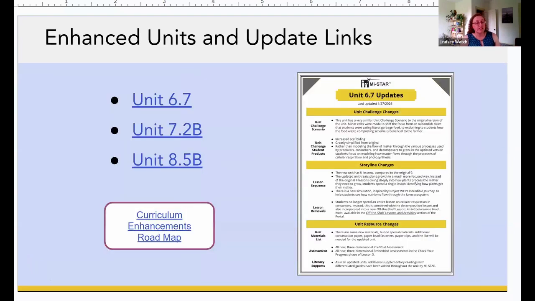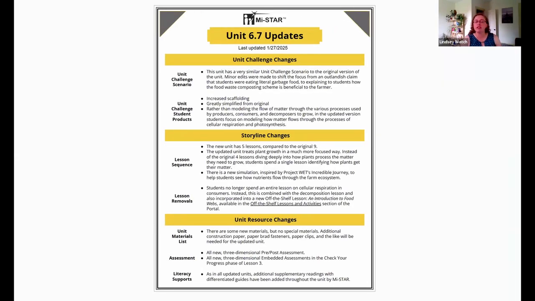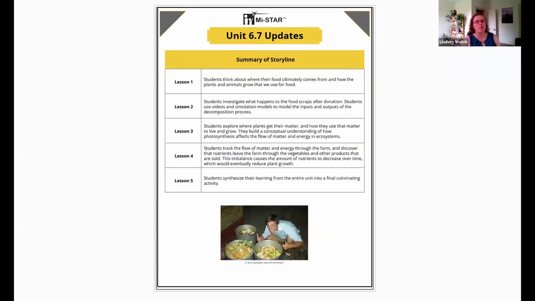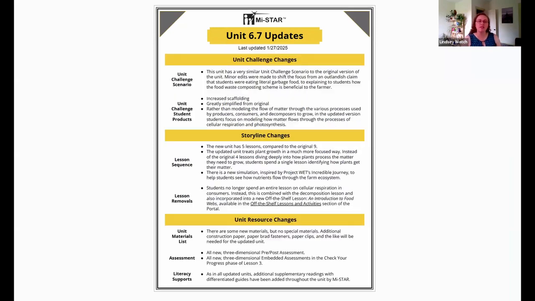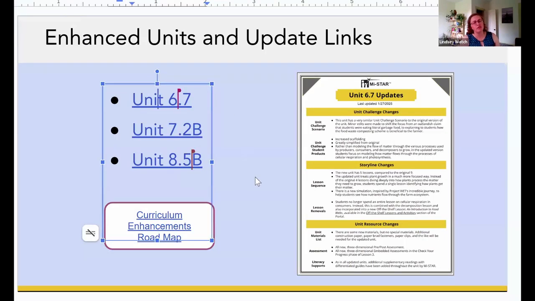If you're wondering what's different, what's changed, what's similar, we have links here on slide 10 of each of the 3 enhanced units. They give an overview of unit challenge changes and any materials changes. It gives a summary of the storyline so you can see which lessons, and the order if it's changed, and you might recognize familiar concepts from the original. That'll give you a great overview of what has changed from the original version.